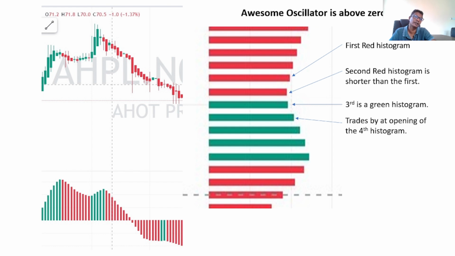I clearly mention this in the chart by arrows. The first is a red histogram. The second red histogram is shorter than the first one. You see the arrows. The third is a green histogram, and the third is also green.